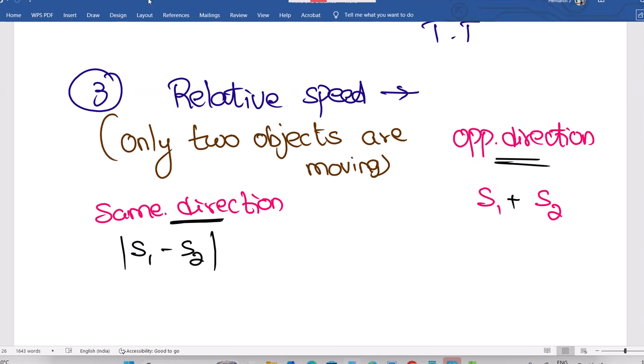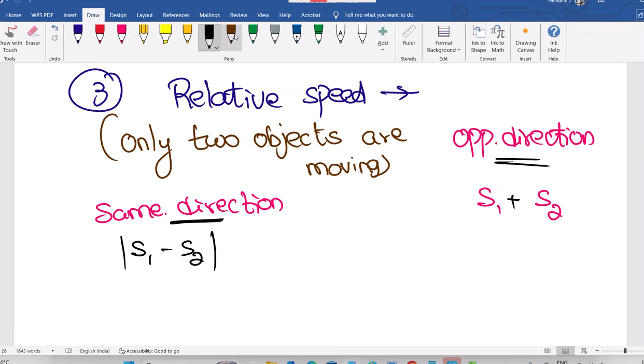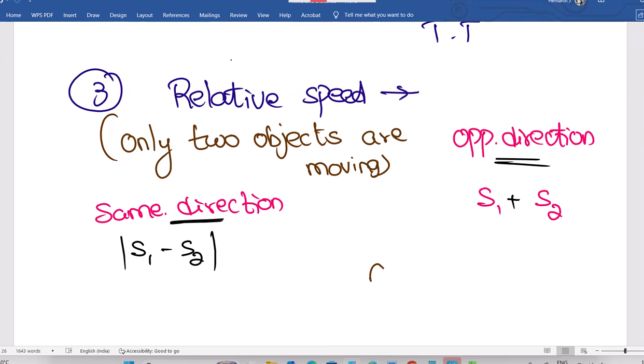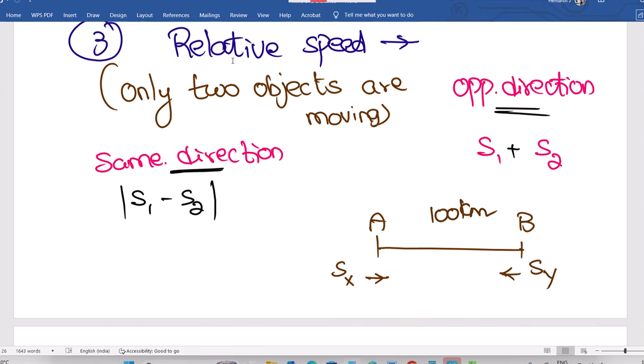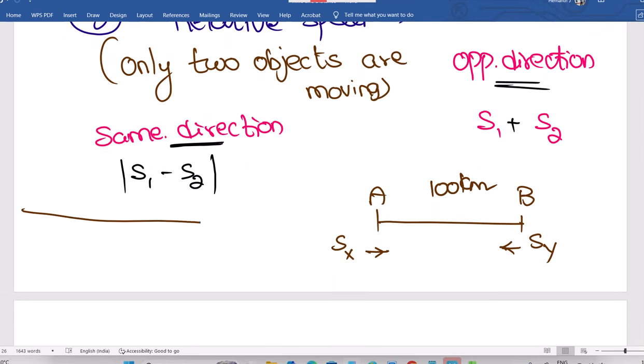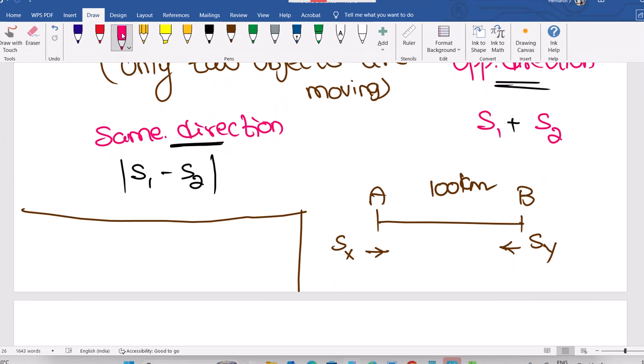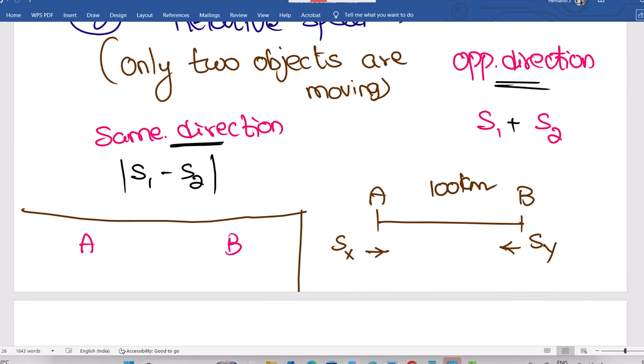I'll give you a situation, and you tell me which is correct, which is wrong. There is a case: A and B are 100 kilometers apart. One person X is moving from A to B, and another person Y is moving from B to A, in opposite direction. This is one case. The other case is the same direction, with A and B 100 kilometers apart.